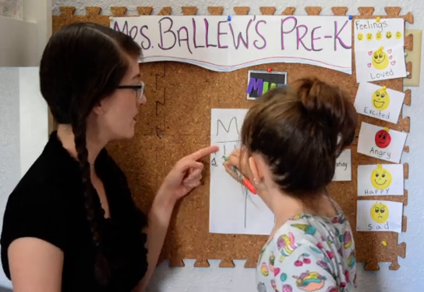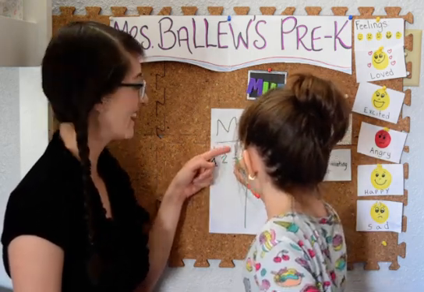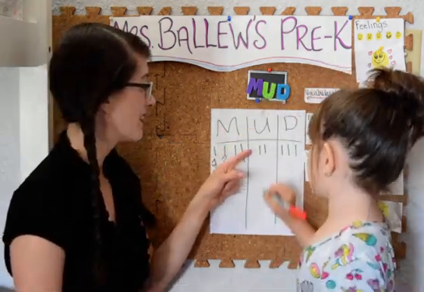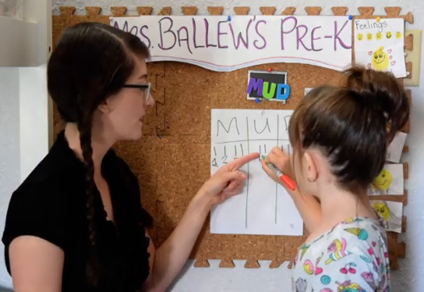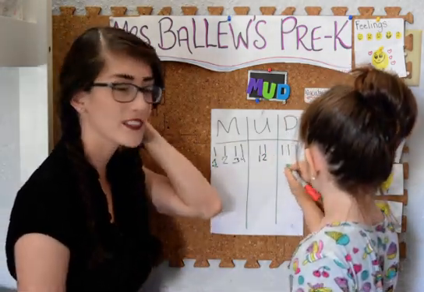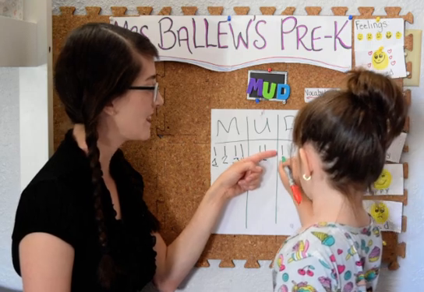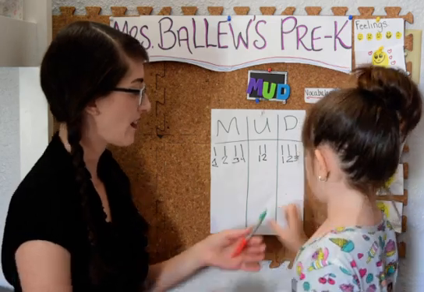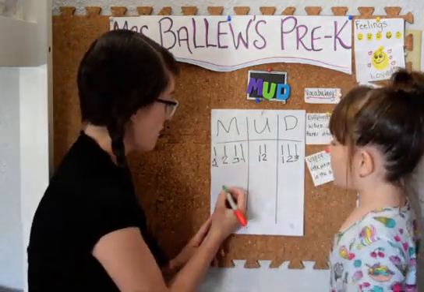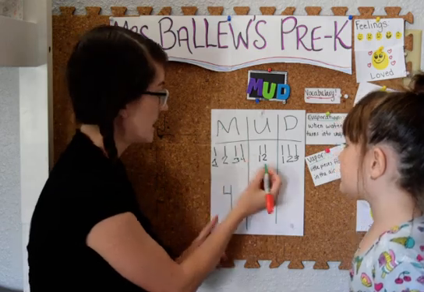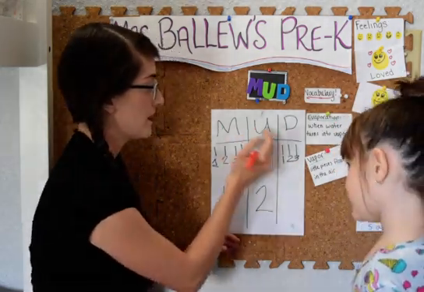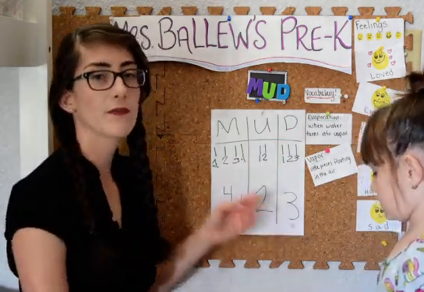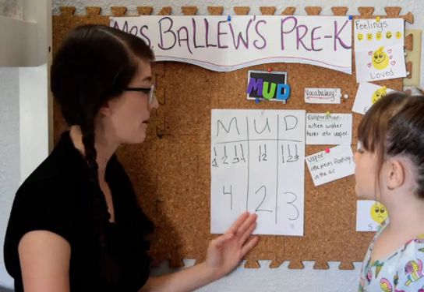1, 2, 3, 4. 4 M's. How many U's did we find? 1, 2. 2 U's. And the D's? 1, 2, 3. So we found 4 M's, 2 U's, and 3 D's. So which one did we find the most of? Which one has the biggest number?